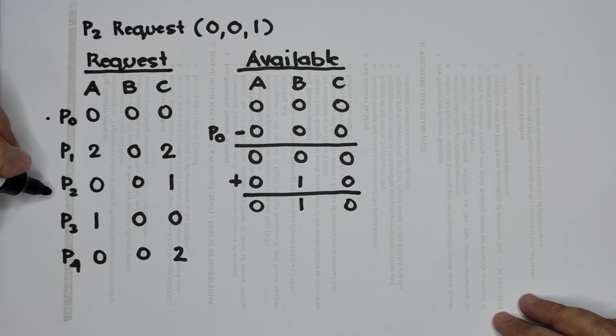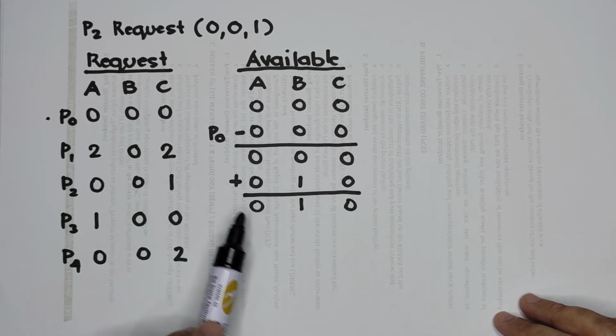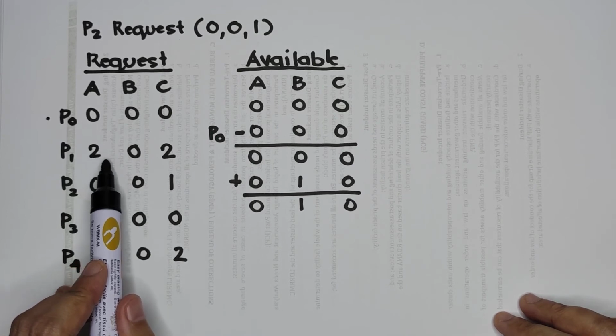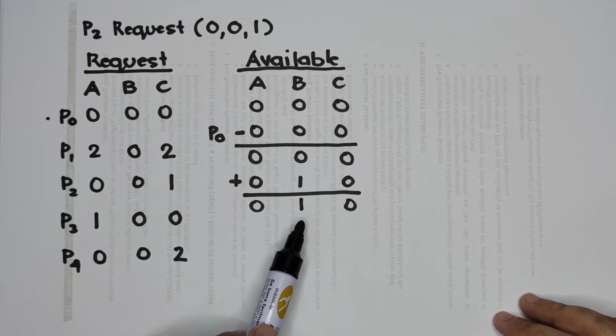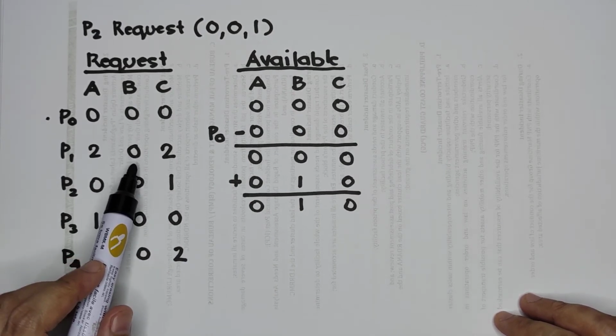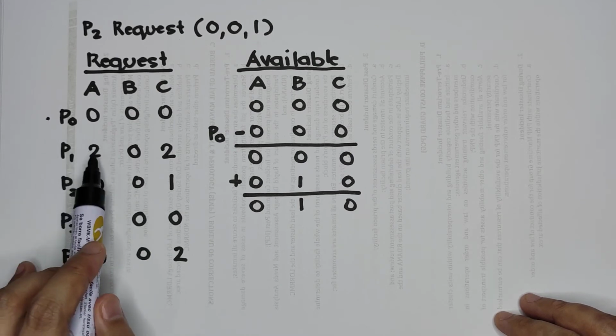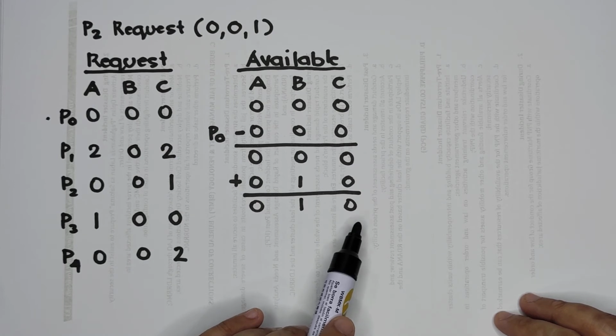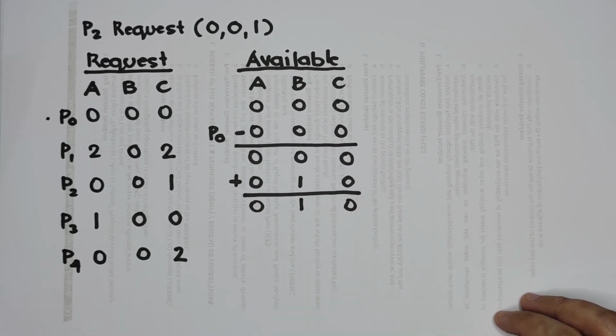So which of the following processes will be executed next? Can we execute P sub 1 with 2, 0, 2? Actually, we cannot, because there is no available resource A, and it needs 2 instances of resource A. There is an instance of B available, but P sub 1 does not need any B resource. And just like with A, it also needs 2 instances of resource C, but the available is 0. So P sub 1 cannot be executed.